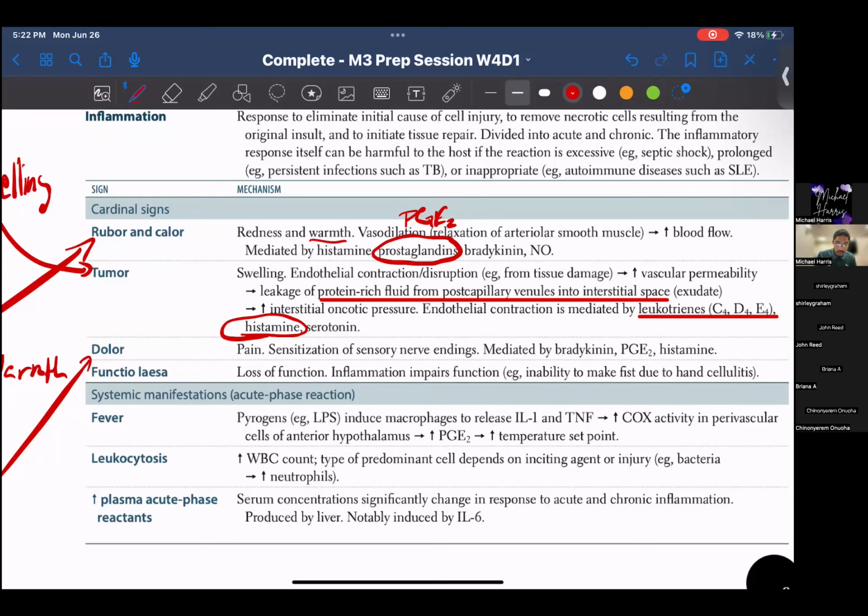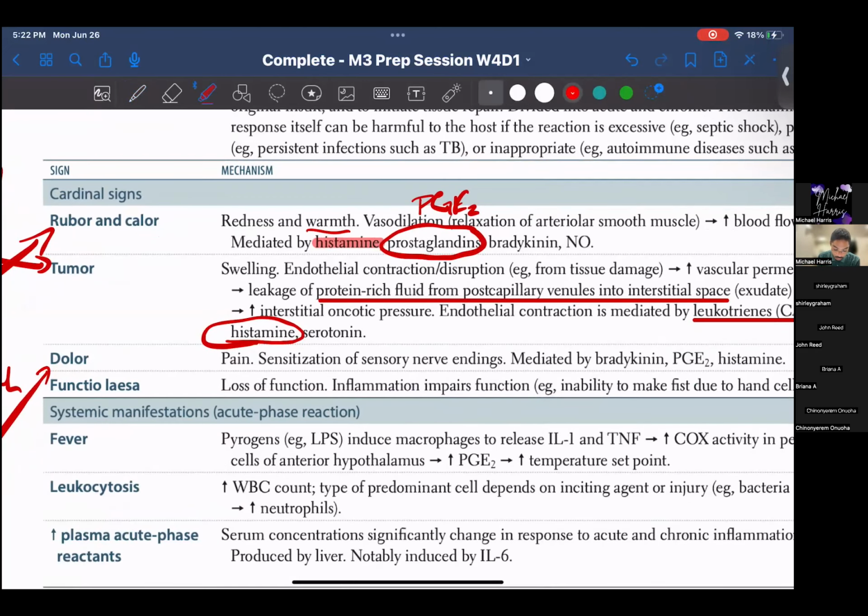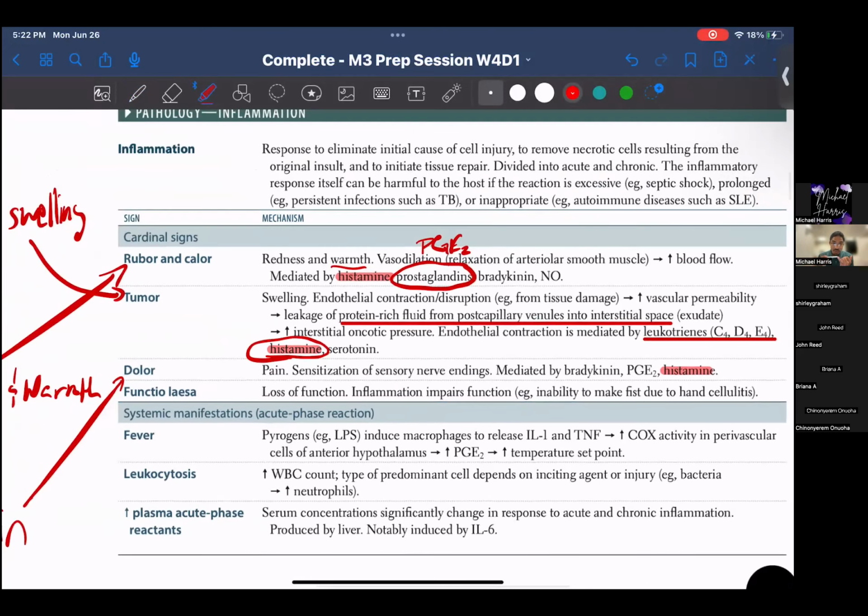So it's red, it's raised, right? It's warm to touch, right? These are the things that you see when you have a type 1 hypersensitivity. And that's exactly the same presentation of what histamine does. It makes it red, it makes it warm, it swells. And the last one is pain.